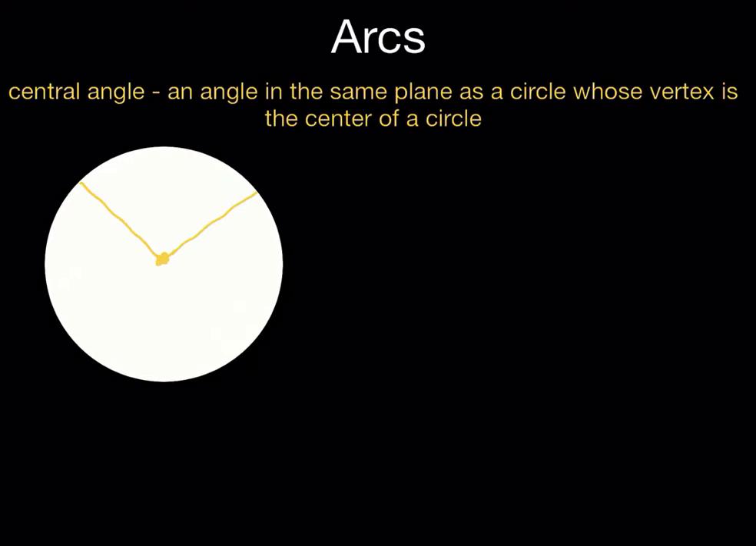Now, the interesting thing about a central angle, let's say this central angle is 80 degrees. If the central angle is 80 degrees, then the arc's length from here to here will also be the same. It will also be 80 degrees. So there's a unique relationship between the measure of a central angle and the measure of its what we call intercepted arc.